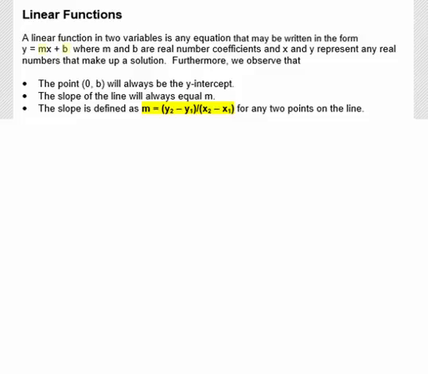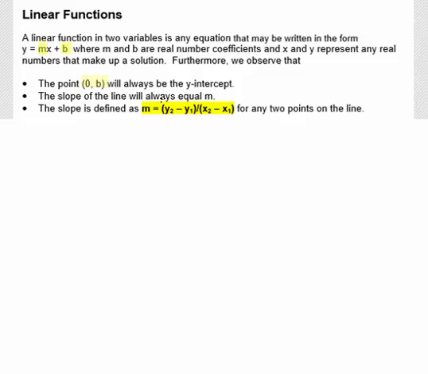In this video, we're going to do a quick review of linear functions. A linear function in two variables, x and y, is any equation that may be written in the form y equals mx plus b. Now in this form, m is going to represent the slope of the line, and b will give you the y-intercept. In fact, the y-intercept will be (0, b).